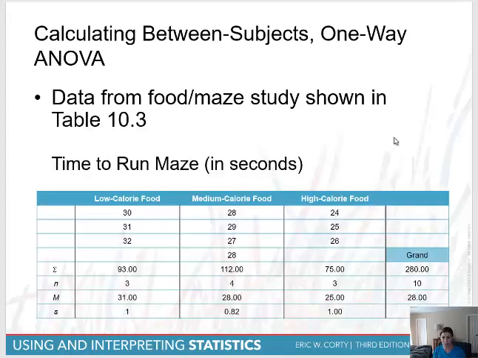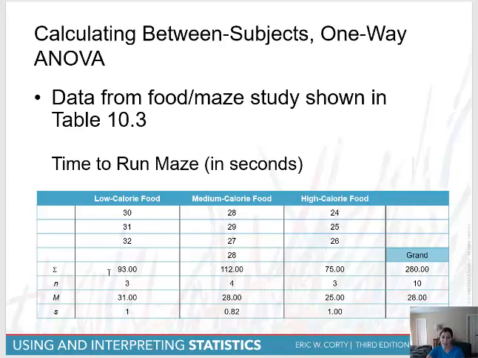So here's the data. And what we have are the 3 treatment conditions, the low, medium, and high-calorie food groups. This is the average amount of time in seconds it took each rat to find that food reward. So rat number 1 in the low-calorie group took 30 seconds on average to find the food. Rat number 2, it took 31. 3, it took 32 seconds. In the medium calorie group, there were 4 animals. The respective times it took were 28, 29, 27, 28. High calorie group was 24, 25, 26.